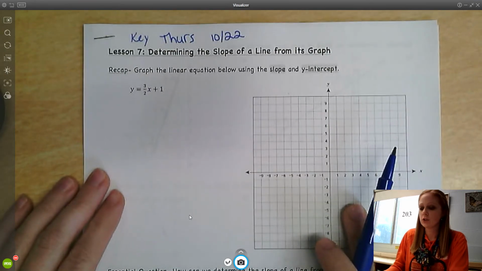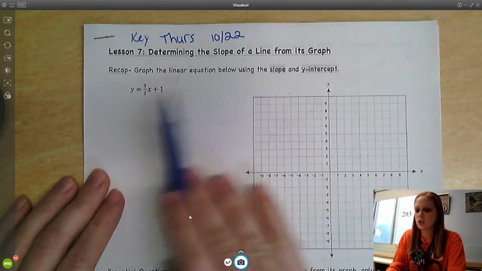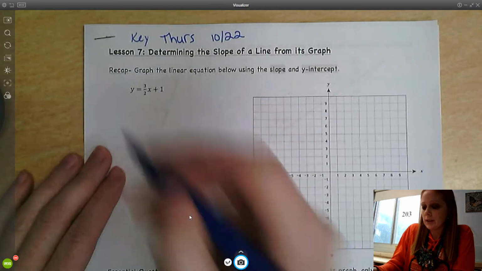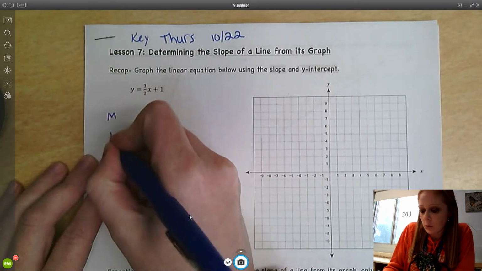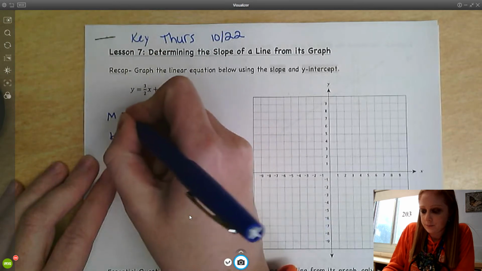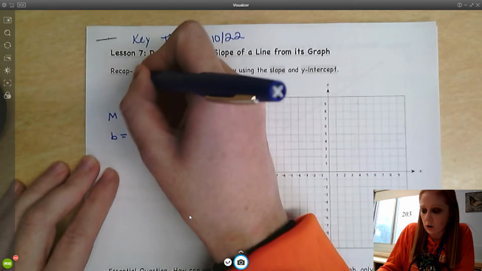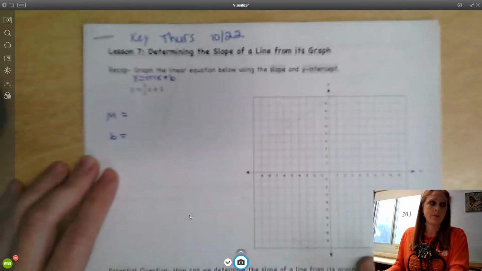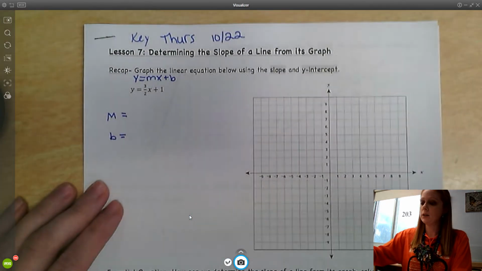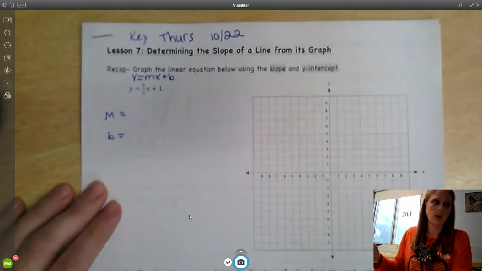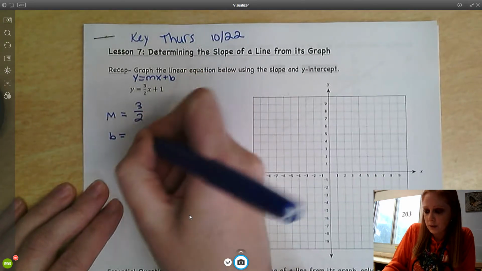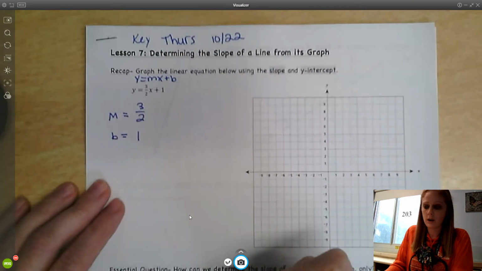Okay, so the first one is a review. Graph this linear equation using slope and y-intercept. So what we're going to do is figure out what the m is and what the b is. Remembering our equation of a line is y equals mx plus b. The m is the number in front of the x. So here our m is 3 over 2, and our b is the positive 1.